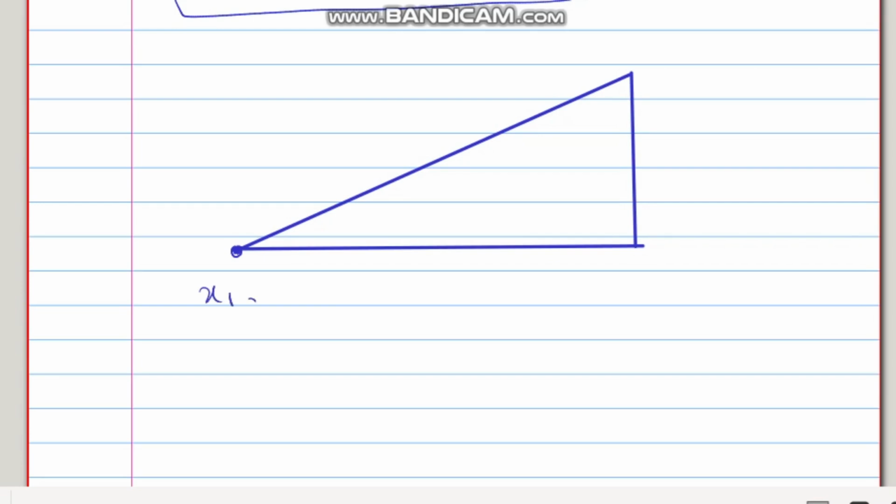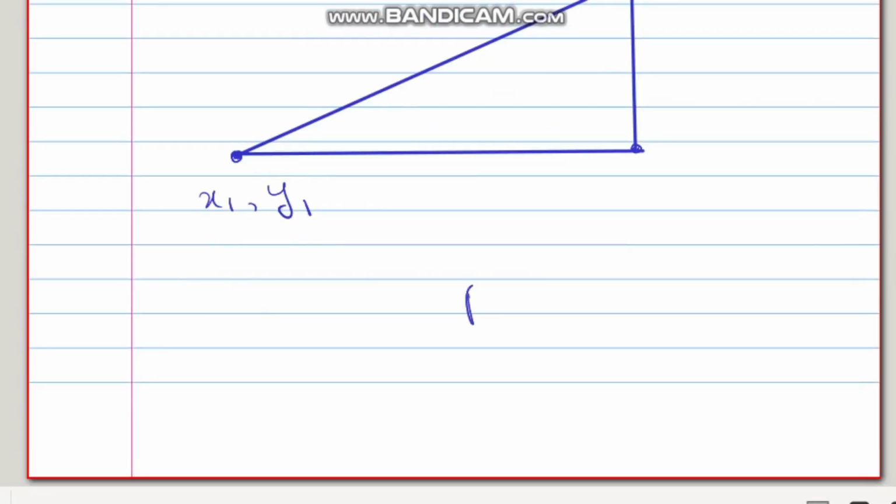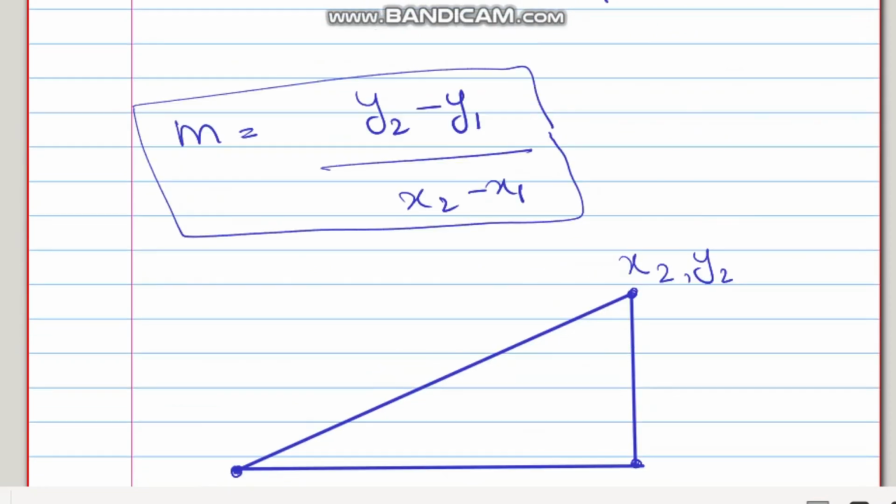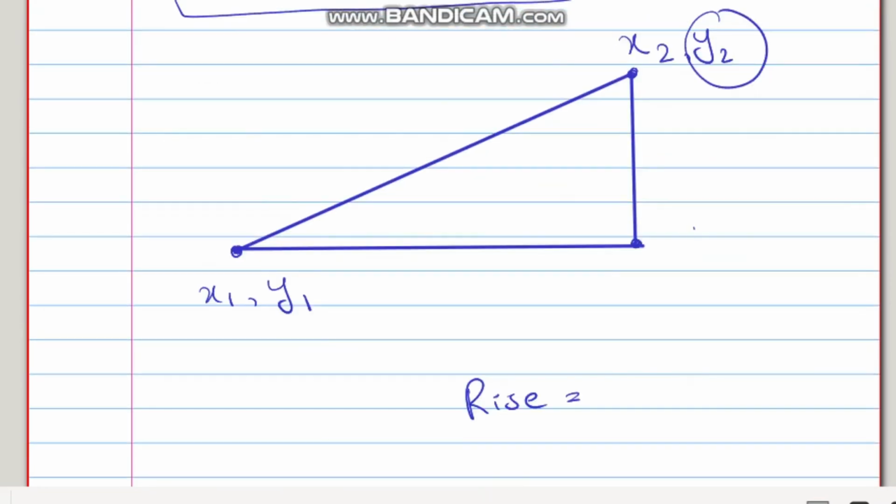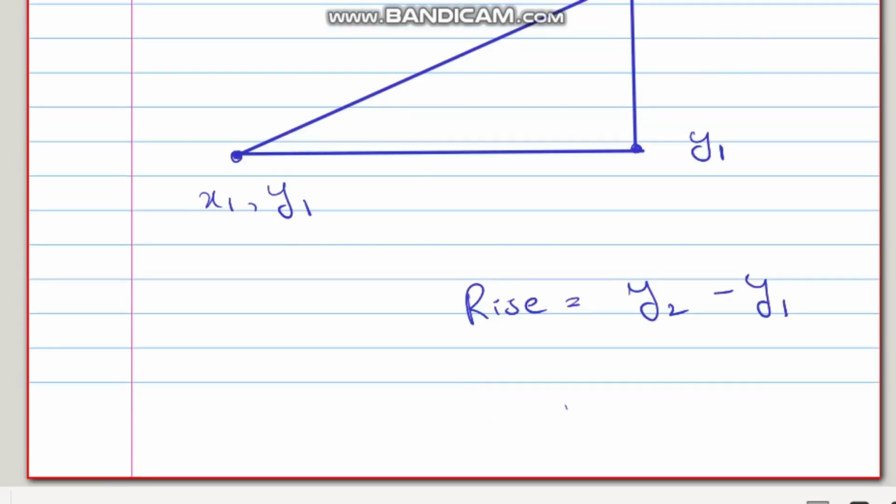Now let me make one point a little clearer for you, and then we will end our lecture. I told you what run and rise are. Let me explain it another way. I told you before that this point was x1, y1, and this point was x2, y2. If someone asks you what the rise is here, the rise will be y2, the highest, minus the lowest, y1. Similarly, the run will be x2 minus x1.